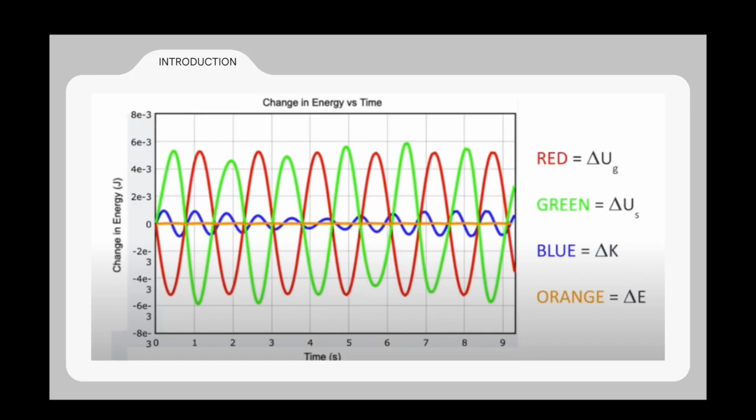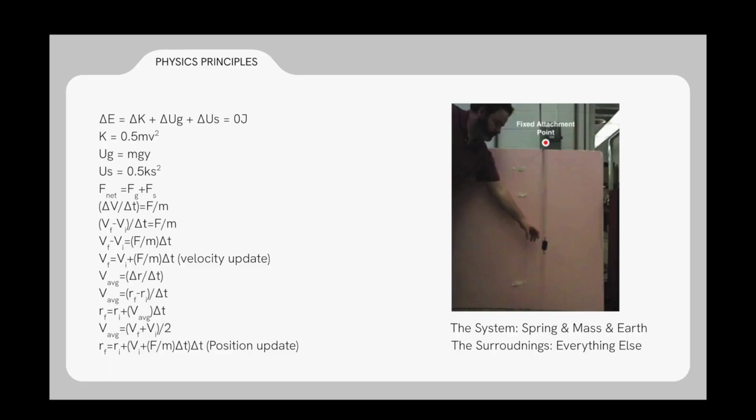Now, what physics principles are we using? The first is the energy principle as discussed before. And also we have the equations to solve for kinetic energy, potential spring energy, and potential gravitational energy. And then we have the velocity update and the position update formulas as well. For this scenario, the system is the spring, the mass, and the Earth. Now, the Earth is included in our system because we have potential energy from the Earth via gravitation, which is only possible if Earth is in the system, and the surroundings is everything else.